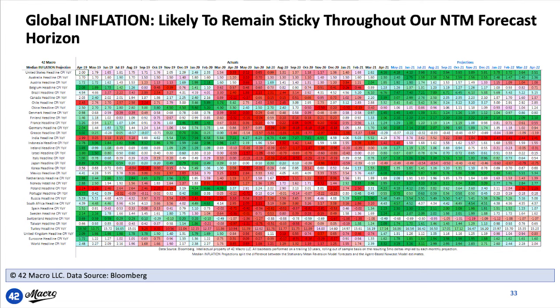The light blue line is the stationary mean reversion model. The dark blue line is the agent-based nowcast model. And then you have the purple line, which is the median of those two lines. And so the median is telling you that the world is going to feel inflationary for a while from a year-over-year rate of change perspective.